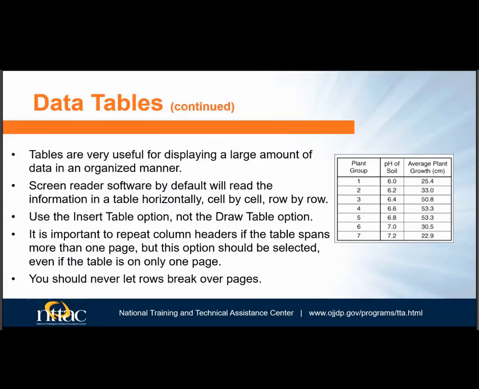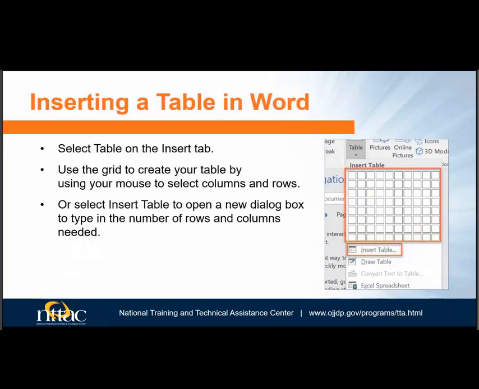Note that if you use the Draw Table option, your table may not convert to an accessible table in PDF, so avoid using that option. On the Insert tab, select Table, and either use the grid to create your table or use the Insert Table option and type or choose the number of rows and columns your table needs.